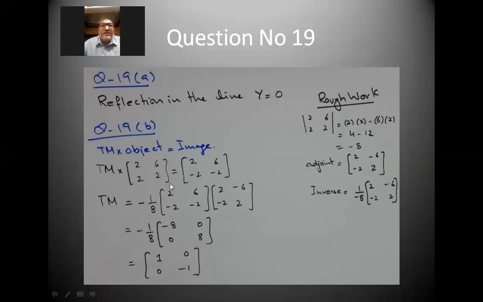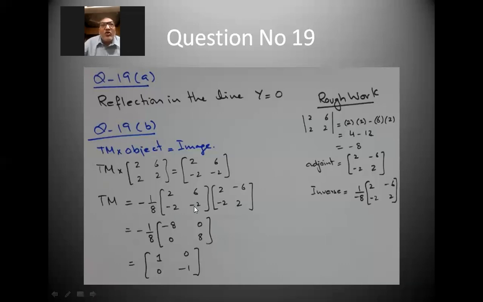I will take the rows from the first matrix, and from the second matrix, I will take the columns. So 2 × 2, that will be 4, -6 × -2, that will be +12. 4 + 12... wait, 2 × 2, that will be 4, and +6 × -2, that will be -12. So 4 − 12, that will be -8. Then this first row will multiply with the second column. The 2 will multiply with the -8, that will be -12. +6 × 2, that will be +12, -12 + 12, that will be 0. Here I have skipped the steps.